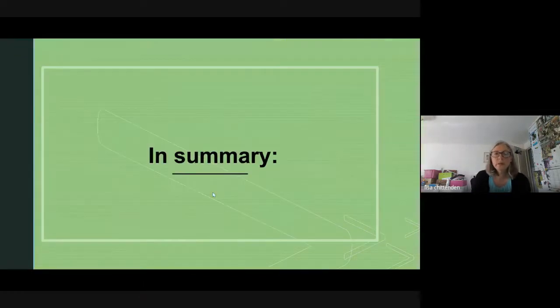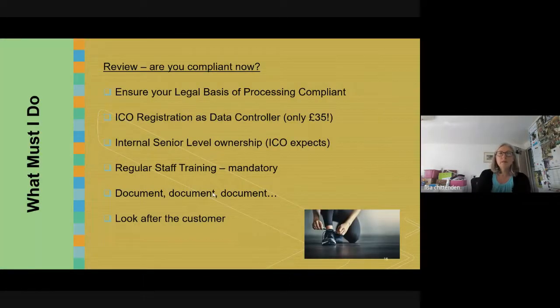Okay. So in summary, all of that basically means, do you think you're compliant now? Make sure that somebody is confident of the way that you're collecting the data and then how you're subsequently using it. Are you registered with the ICO? Highly recommend. It's only £35 and they really don't like it if you aren't and you're holding customer data. Somebody at board level should be caring about data protection. That's the expectation from the ICO.